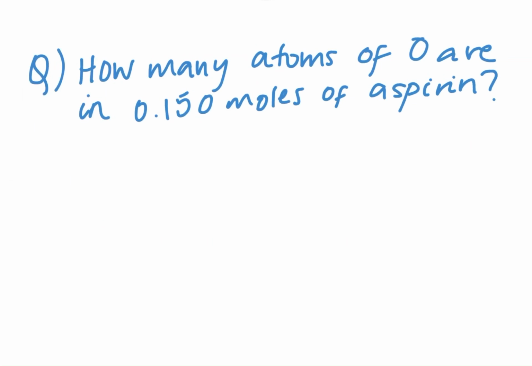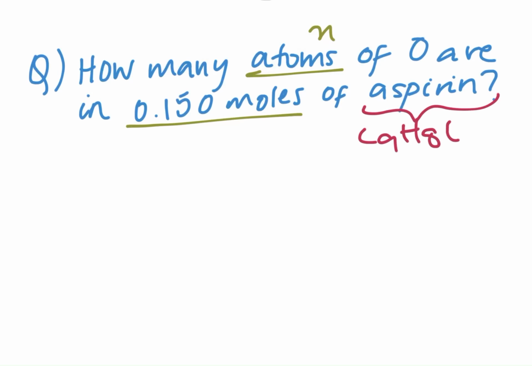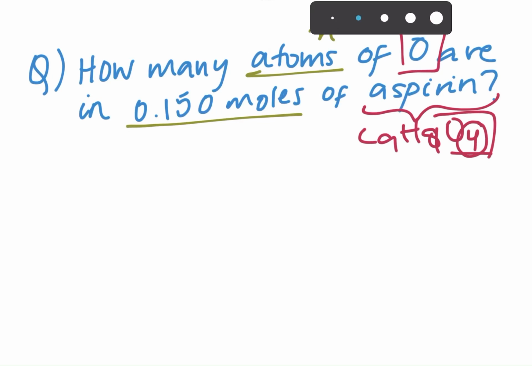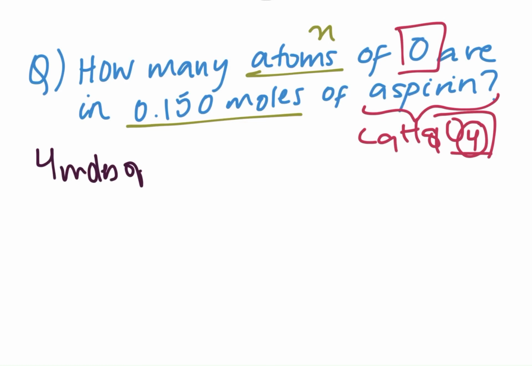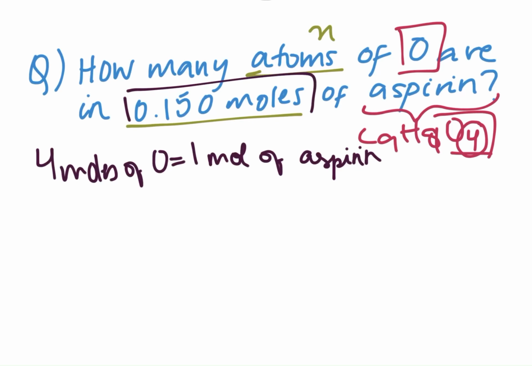The question says, how many atoms, that's your X, of oxygen are in this many moles of aspirin? As I said, aspirin is a compound, C9H8O4. Now they're asking you specifically for oxygen, so the O4 is important. Remember what I told you? There are 4 moles of oxygen in 1 mole of aspirin, so that's what you know. You have to write it down. And by reading the question, you also know that there is 0.150 moles of aspirin. So you write it down here, moles with moles, moles of aspirin.